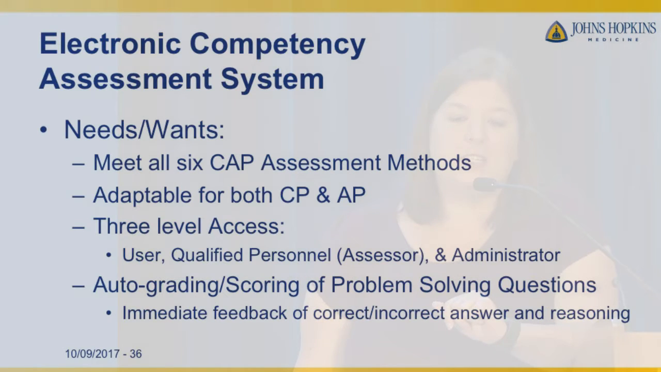Obviously, in the system, we need to meet all 6 CAP assessment methods. And the biggest thing with this is it needs to have a way to designate somebody as being non-waived, waived, or non-testing personnel. So you have the option of going in and making it that all 6 are required, or you only need 2. Because if you don't have that, it's not going to be very flexible for those people that don't need all 6. But at the same time, if you leave it available for those, it's not going to ensure that you have all 6.